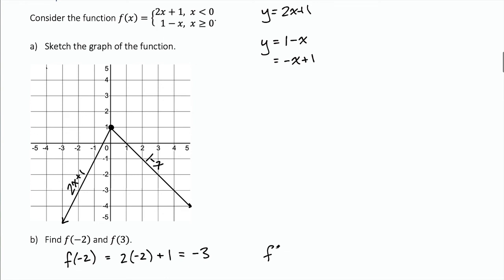For f of 3, well, 3, this input, that's greater than 0. So we're going to use the second rule. So that's 1 minus x, which is 1 minus 3, which is negative 2.